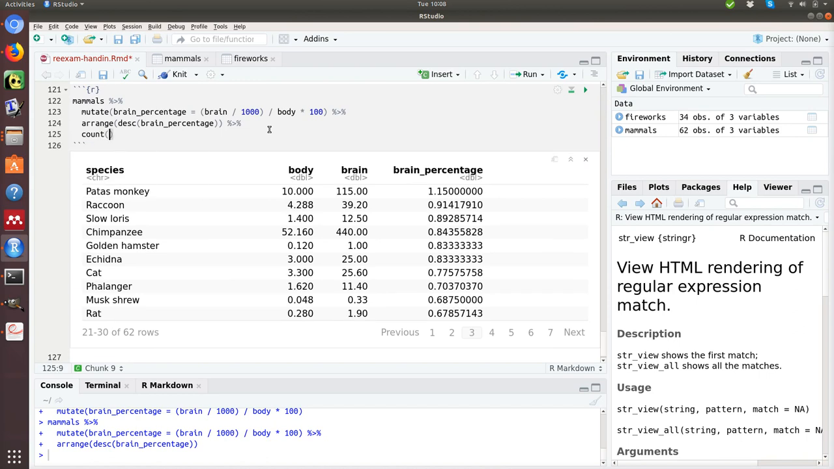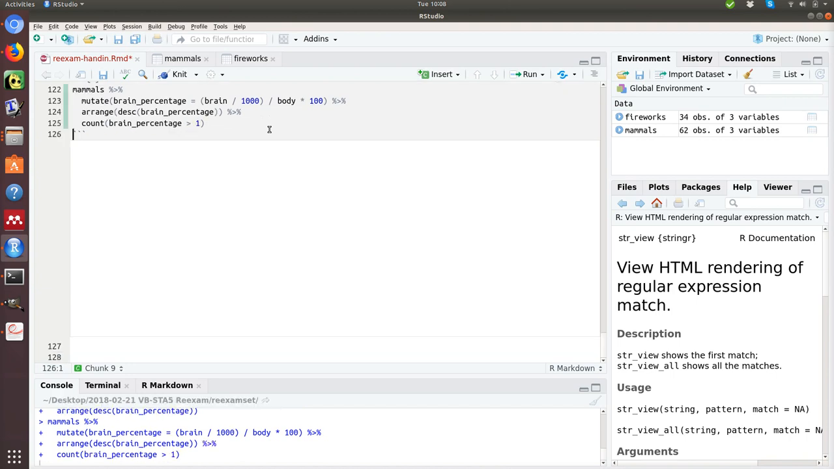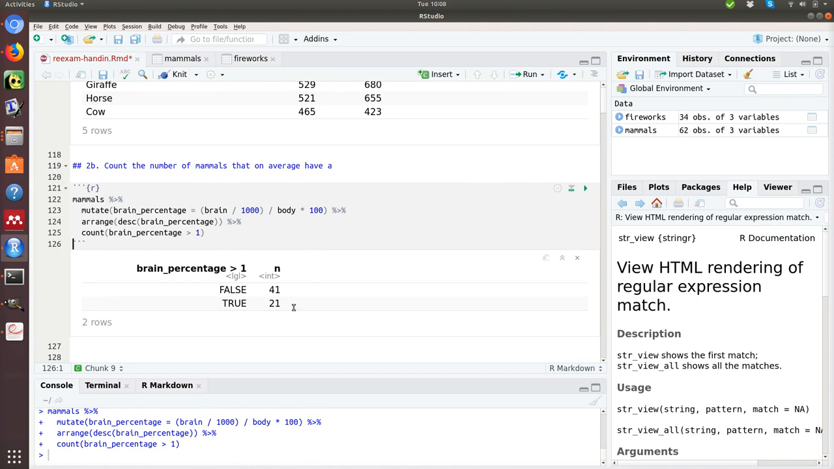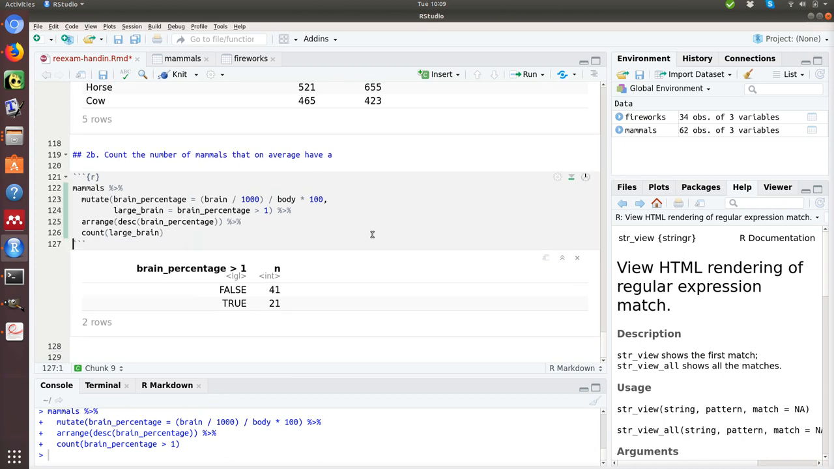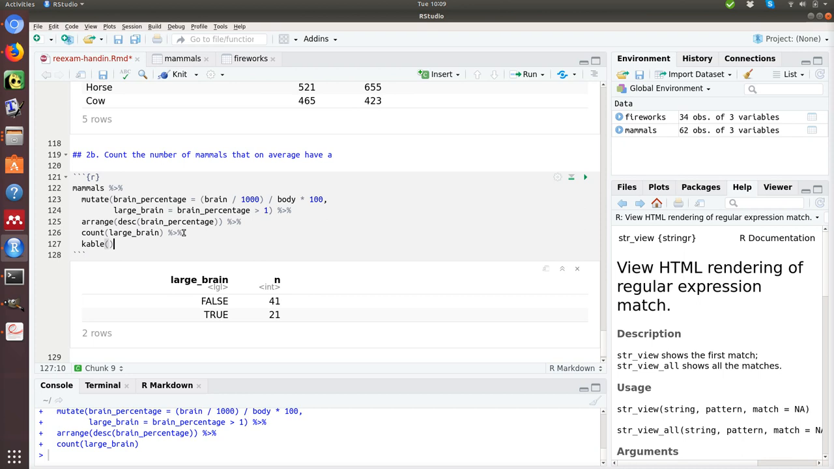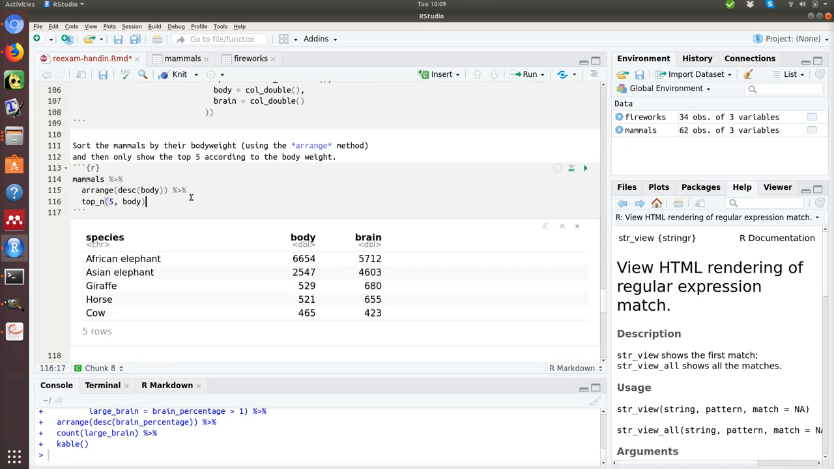So we can count. We want to look at whether the brain percentage is above one or not. So what we get out of this is that 21 of our mammals have an average brain percentage above one. We could do this in a different way, but I think that's okay. It might actually be a bit cleaner if we make a new column that is denoted large brain percentage, and require that to be above one. Then we get a better name down here. So now we have the numbers, and we could do the same thing over here.